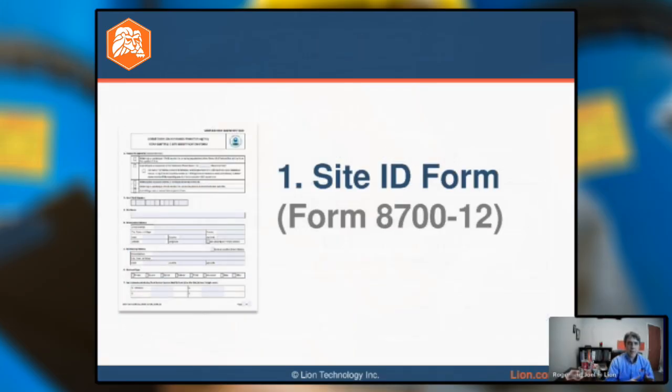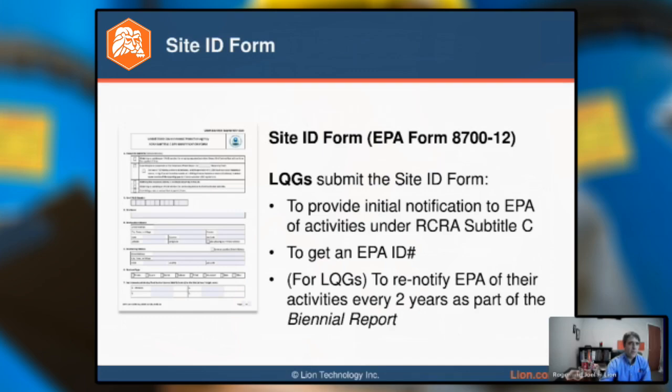The actual name of the form is Form 8700-12. That might ring a bell for some of you. This form is submitted immediately when you become a generator of hazardous waste, so it is required even before you fill out a biennial report. It's exactly what it sounds like: you're identifying some information about your site. This should have been filled out a long time ago to notify the EPA and your state that you're a generator of hazardous waste.